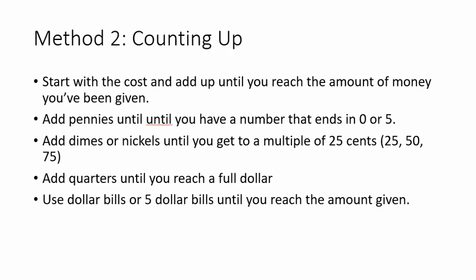In this case, we start with the smallest amount. We start with the pennies, and we want to add pennies until we get to either a 0 or a 5. Then we're going to add dimes or nickels until we get to a multiple of 25 cents, such as 25, 50, or 75. We'll then use quarters until we get a full dollar, and dollar bills, $5 bills, until we reach the given amount.